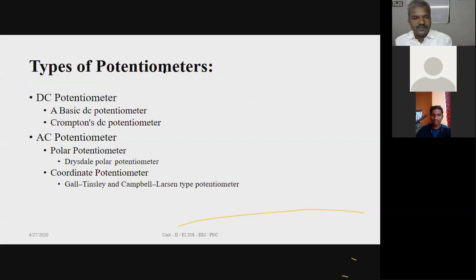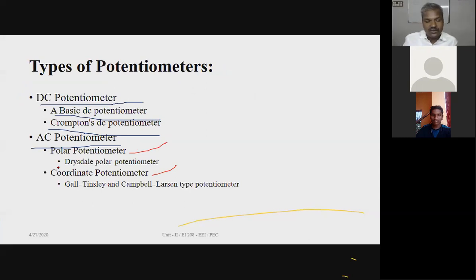So the types of potentiometers are DC potentiometer and AC potentiometer. For the DC potentiometer, we are going to concentrate on the basic operation of the DC potentiometer and Crompton's DC potentiometer. In AC potentiometers, we are going to cover two types: polar type potentiometer and coordinate type. For the polar type, the example we are going to discuss is the Drysdale polar type. And for the coordinate type potentiometer, we are going to discuss the Gall, Dinsley, and Campbell Lawson potentiometers.